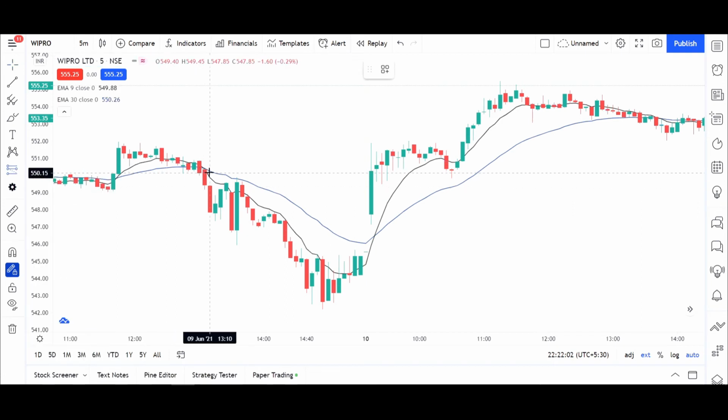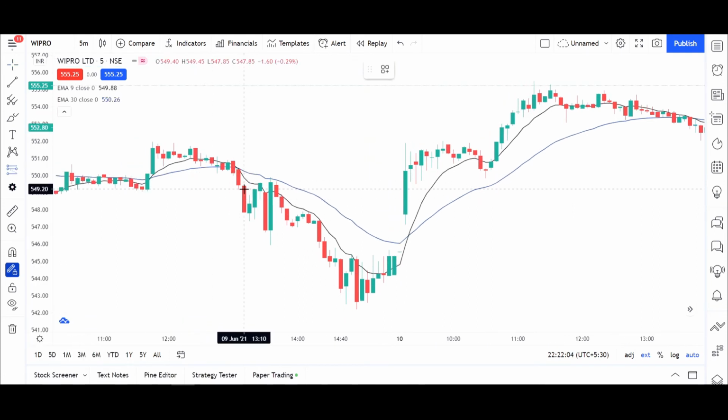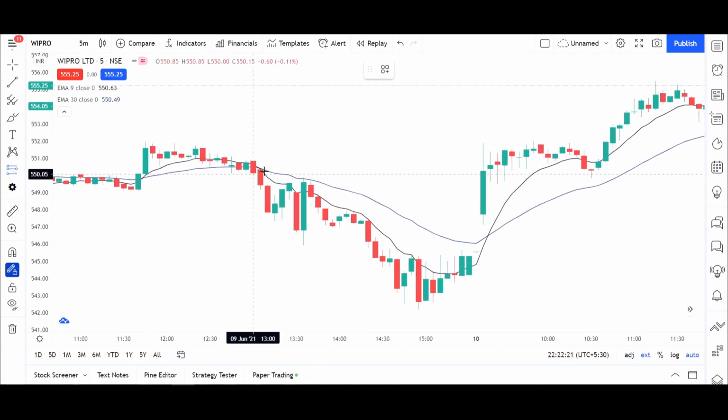As I said, we have to wait for a 5-minute candle to form, and we have to see after the crossover if the stock is taking resistance from this 30 EMA crossover. As we can see here, we got our sell signal here, and the next 5-minute candle is taking resistance from this 30 moving average. This point right here, it is taking resistance from this moving average.